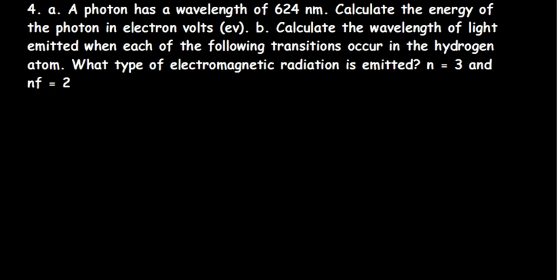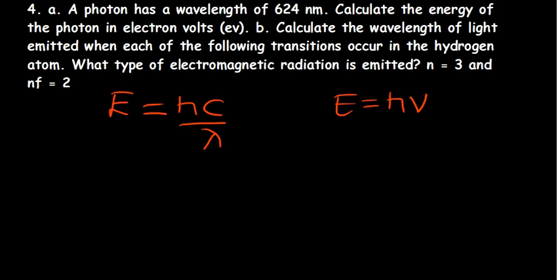Okay, so whenever you're given the wavelength or the frequency, the formula that needs to come to mind is Planck's formula. In terms of wavelength, this is the way it comes out. In terms of frequency, we have a product of Planck's constant and the frequency. So let's plug in the values.